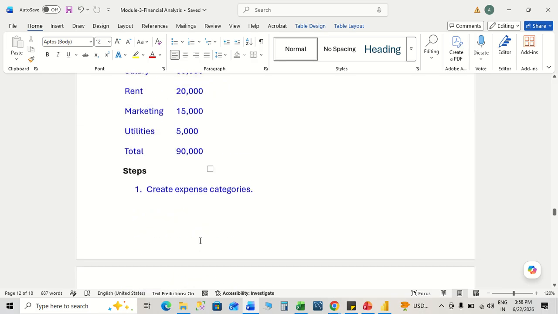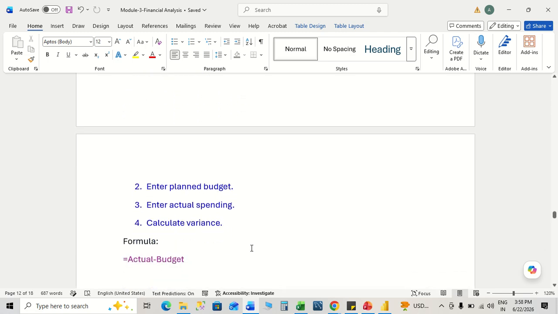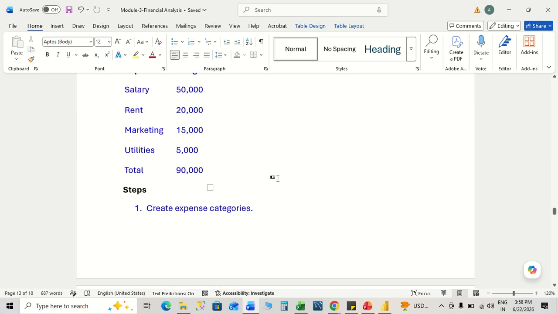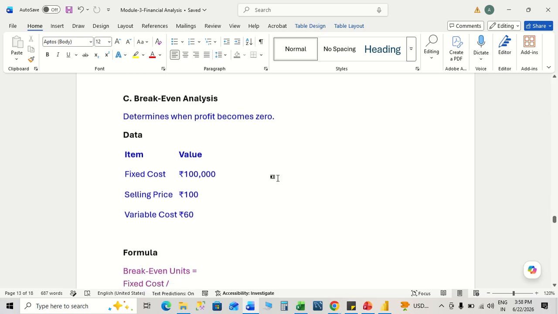That is called, yes, calculated variance. So 5,000 is the variance between actual and the budget. So this will help us. Yes. Now break even analysis.